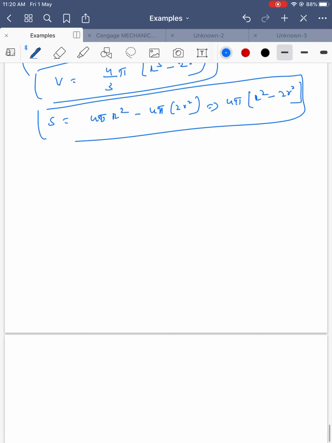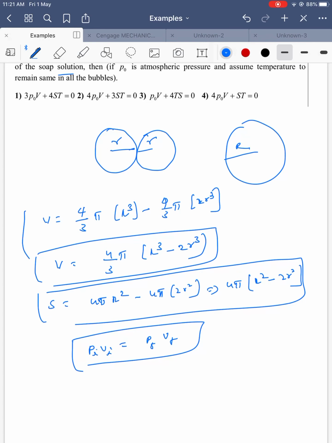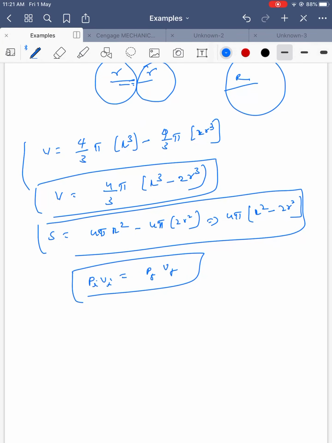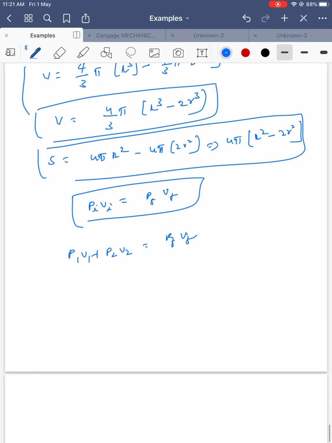If an isothermal situation is mentioned, then P initial V initial is equal to P final V final. Initially how many bubbles are there? 2 bubbles, and they are combined, so P1 V1 plus P2 V2 is equal to PF VF. You may ask, they are separate, but they are about to merge, so that's why we should take the pressure inside.